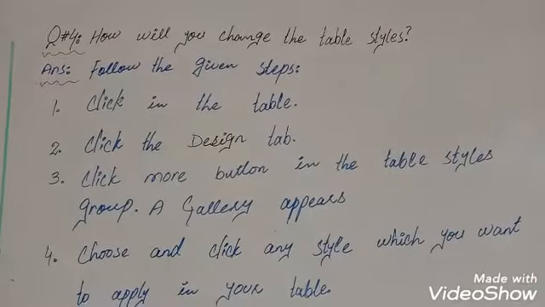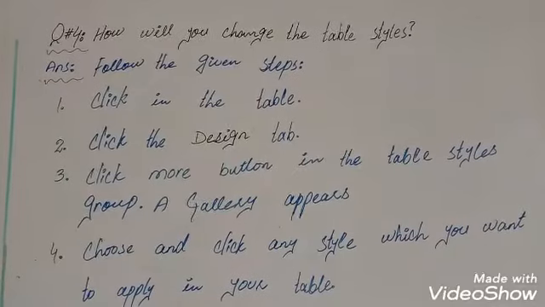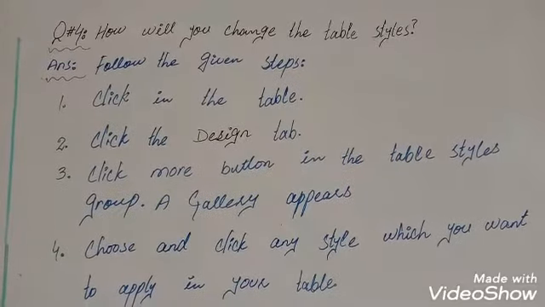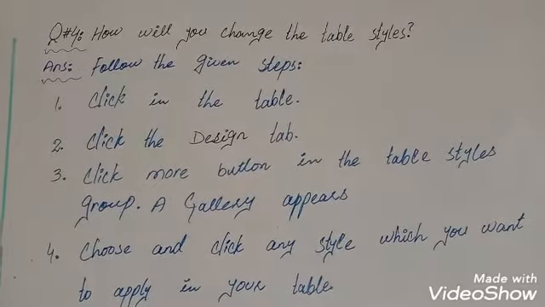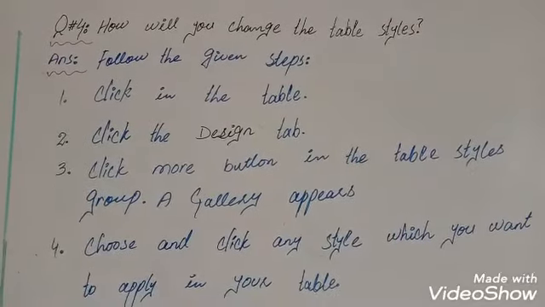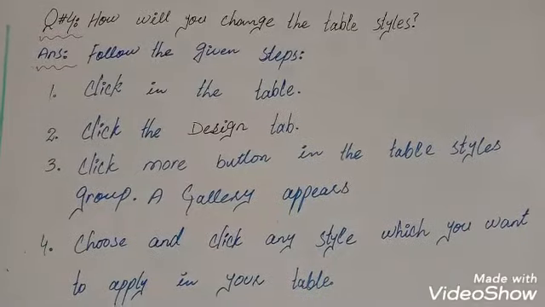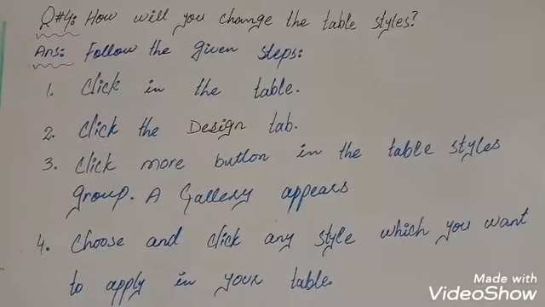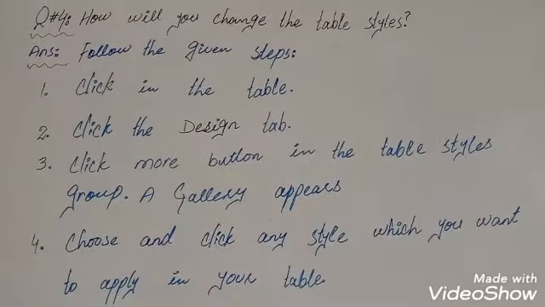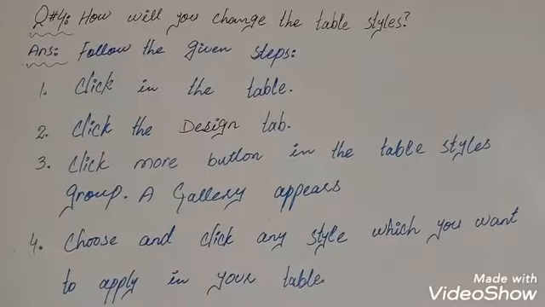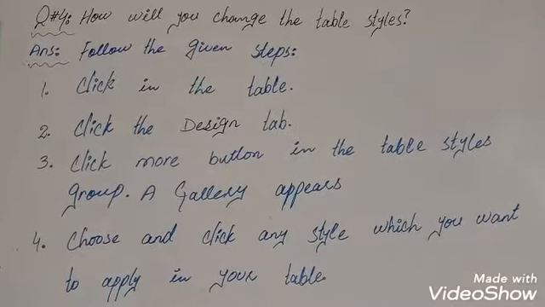Question number 4. How will you change the table styles? Answer. To change the table styles, follow the given steps. Step 1 is click in the table, click the design tab, click more button in the table styles group. A gallery appears. Choose and click any style which you want to apply in your table.